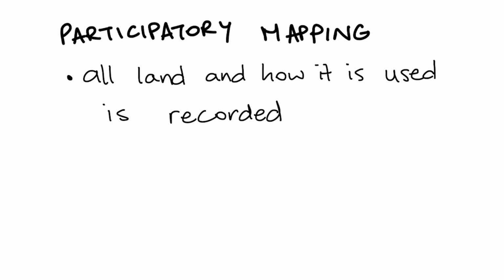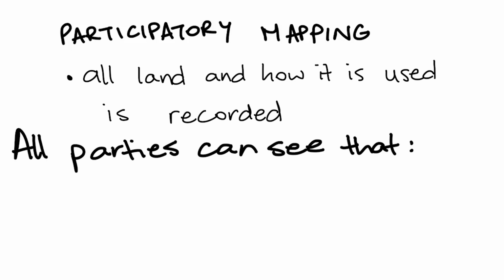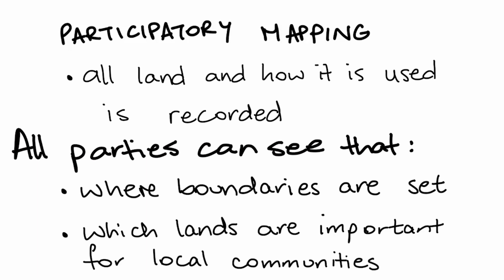To recap, participatory mapping makes sure all the land and how it is used is put down on paper so that all parties involved in the project can see clearly where boundaries are set and which land is traditionally important for local communities.